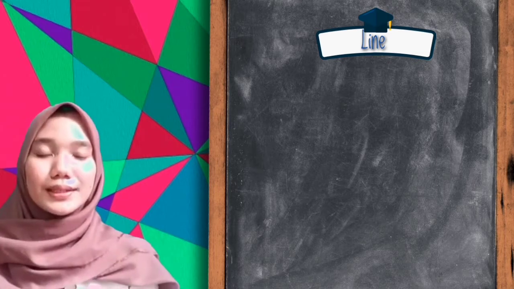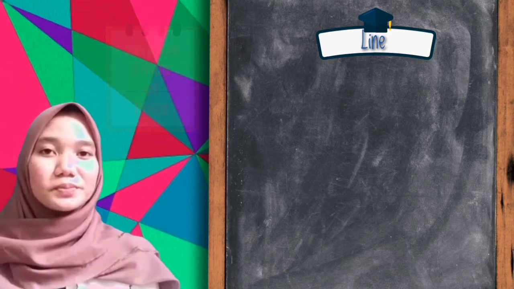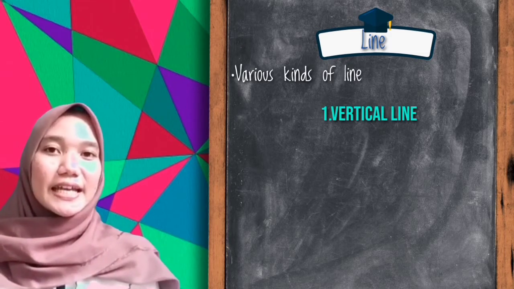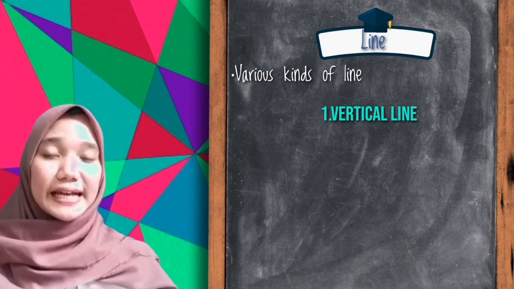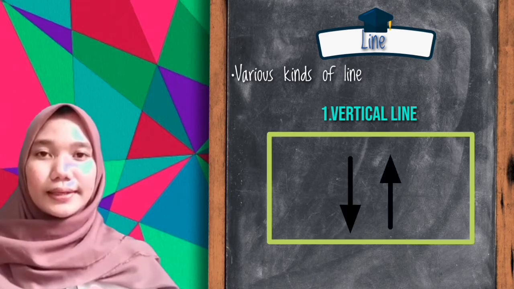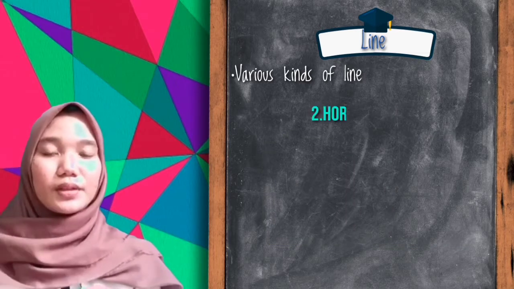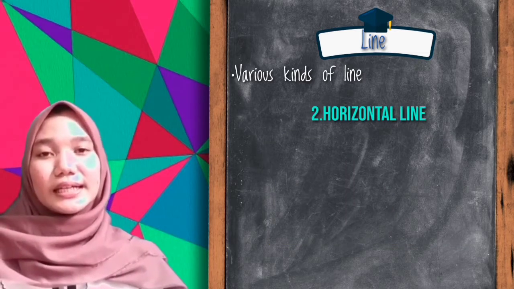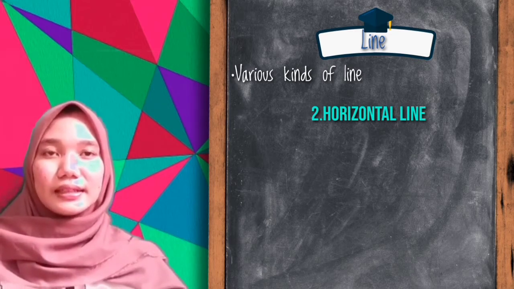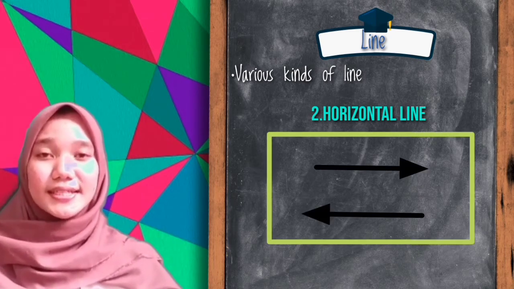Next, there are various kinds of lines. The first, vertical line. It is said to be a vertical line if the line extends down and up and is parallel to the y-axis. The second, horizontal line. It is said to be a horizontal line if the line extends to the right and left and is parallel to the x-axis.